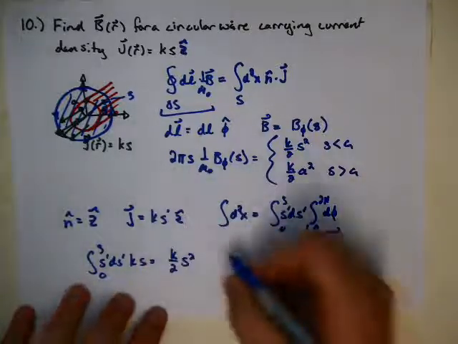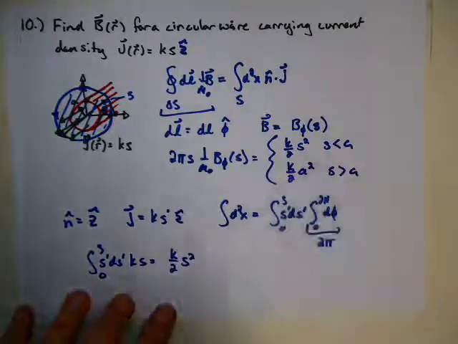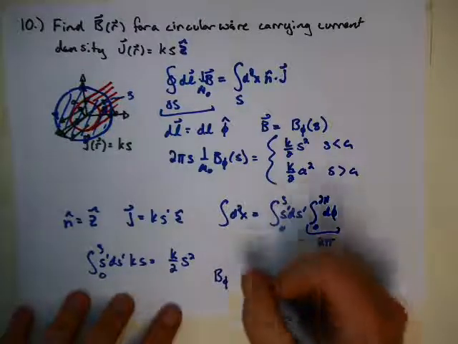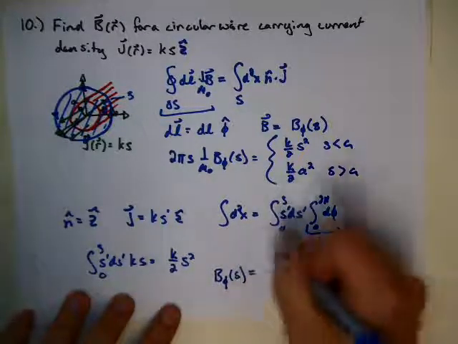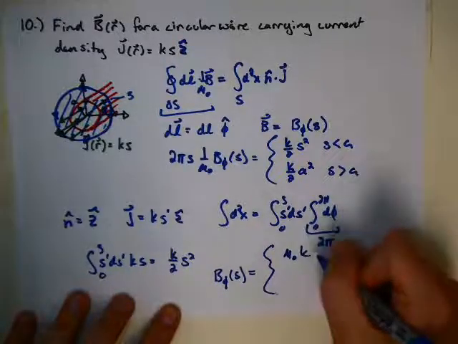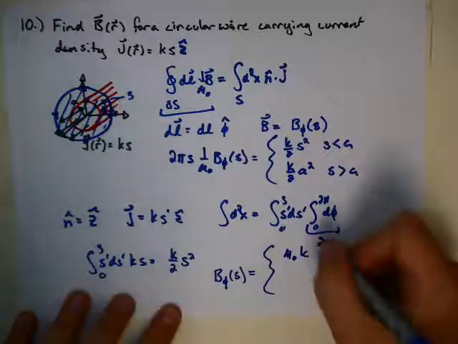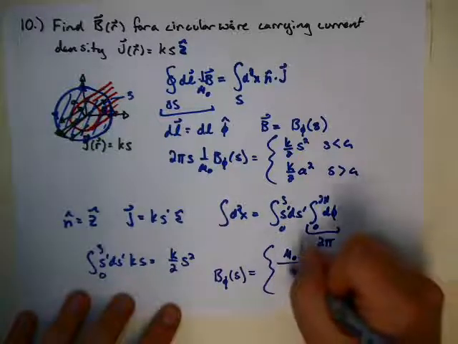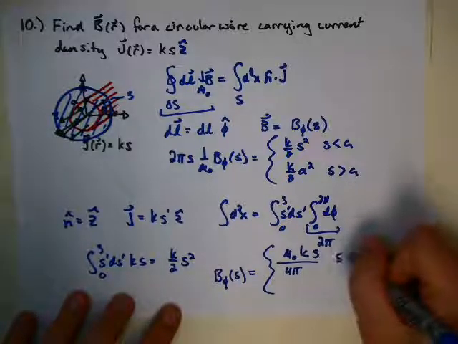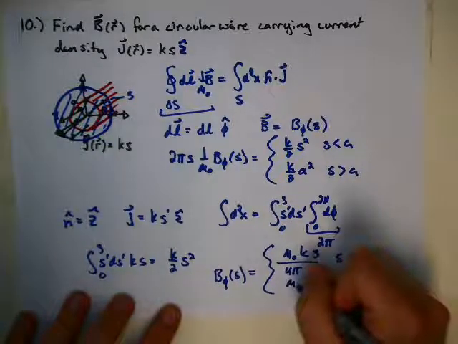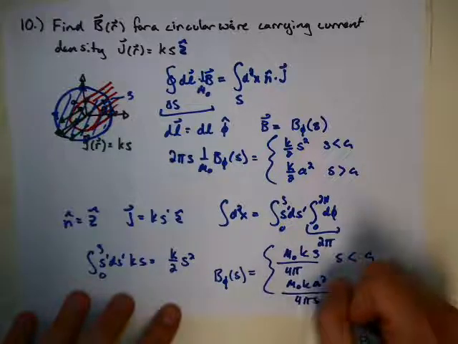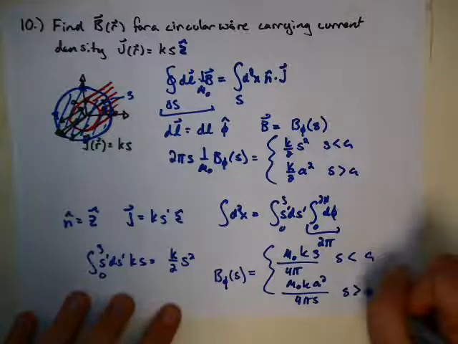Divide both sides here, and we're going to find that the magnetic field as a function of s is going to be equal to mu naught k s divided by 4 pi for s less than a, and mu naught k a squared over 4 pi s for s greater than a.